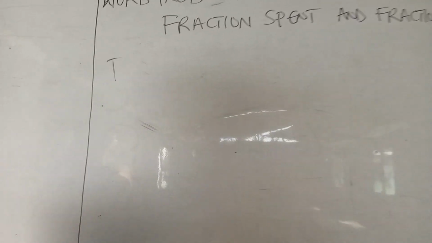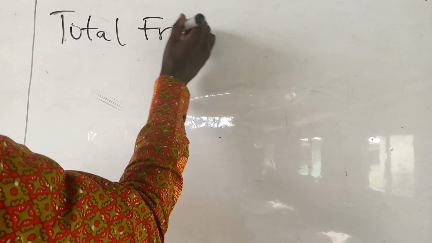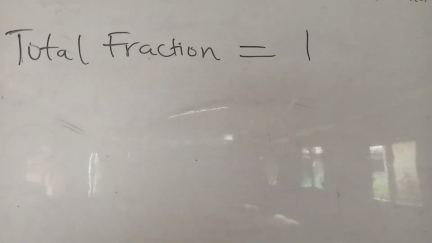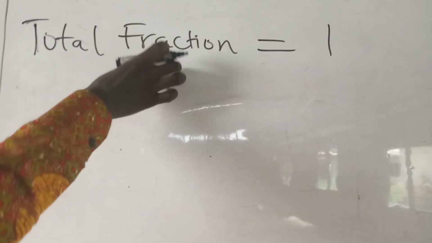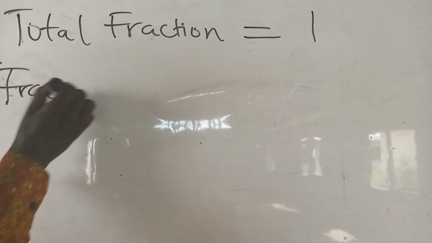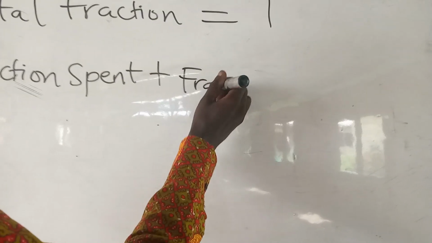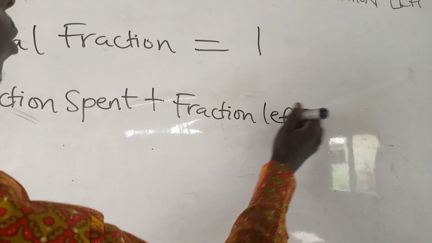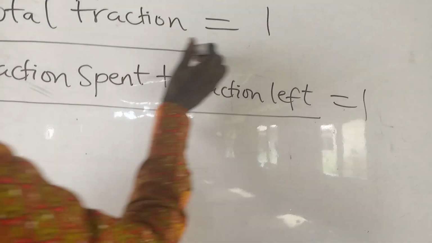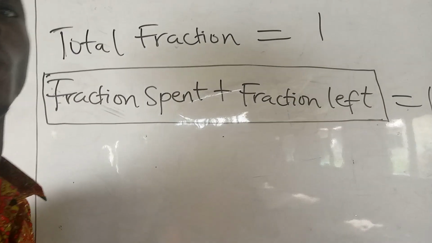Always note that your total fraction is equal to 1. And to get our total fraction, it comprises of fraction spent plus our fraction left is equal to 1. So always the total fraction comprises of fraction spent and fraction left. And once you add these two components, we will get 1.